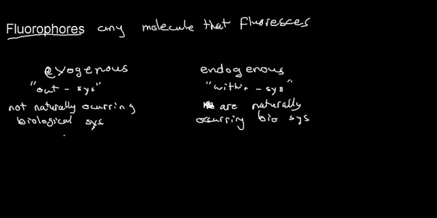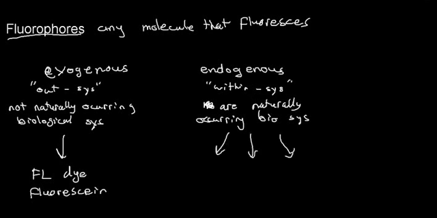An example of an exogenous fluorophore could be any fluorescent dye, like, let's say, fluorescein. And an endogenous fluorophore could be, let's say, the three amino acids, and they're in the minimals, so I'm going to mention them: tryptophan, tyrosine, and phenylalanine. You don't really need to know all the names. The three-letter abbreviation is enough.